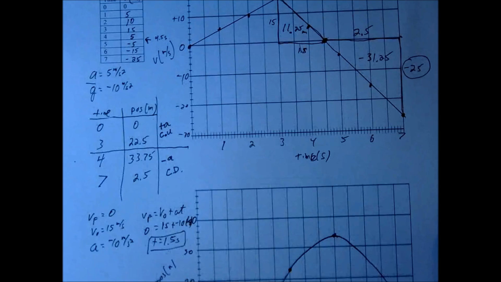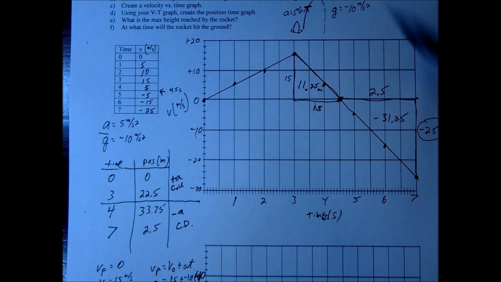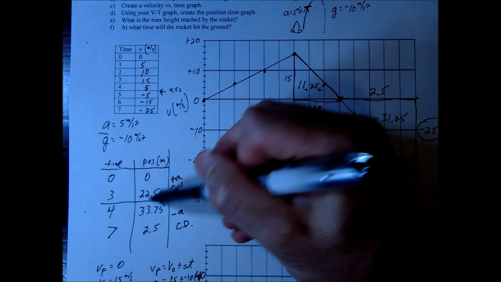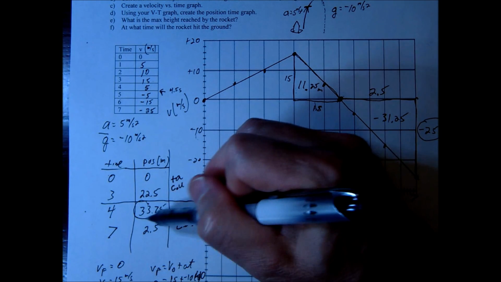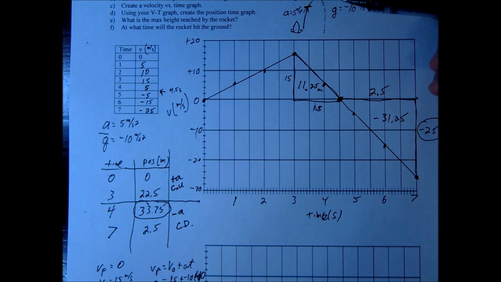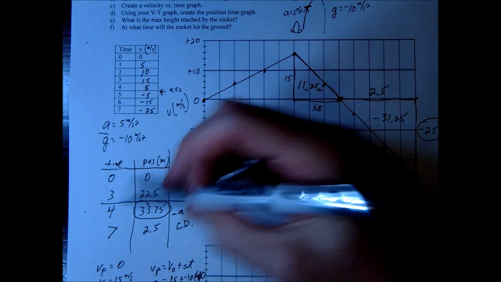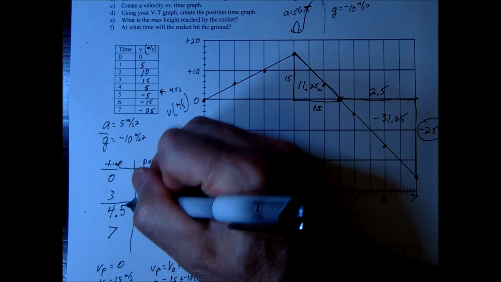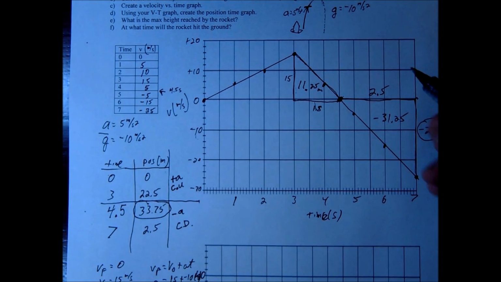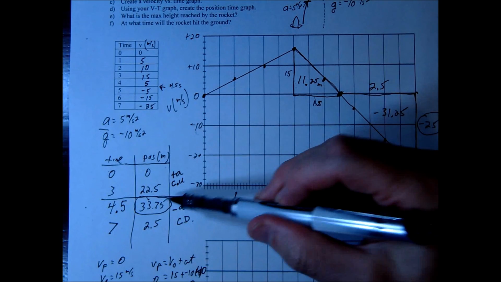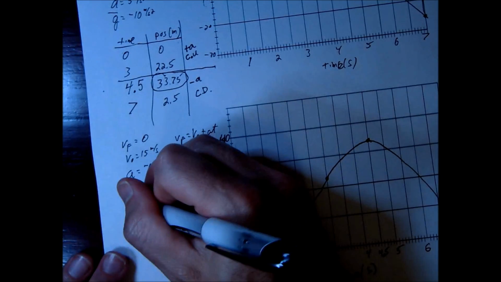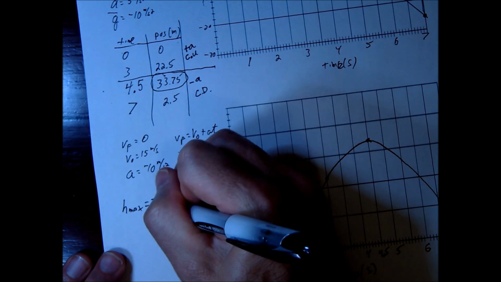All right, I think there were 2 more questions for us to answer. What is the maximum height reached by the rocket? We actually already figured that out, right? That was right here. That was when the velocity was at 0, which means that's our peak. Oops, I noticed a mistake here. Hopefully you guys caught this. This should be a time of 4.5 seconds. So anyways, that should be 33.75. Should be our max height. H max equals 33.75.